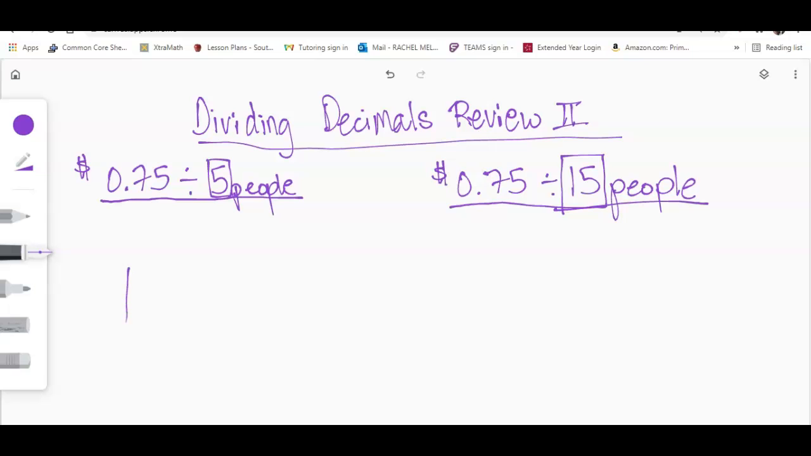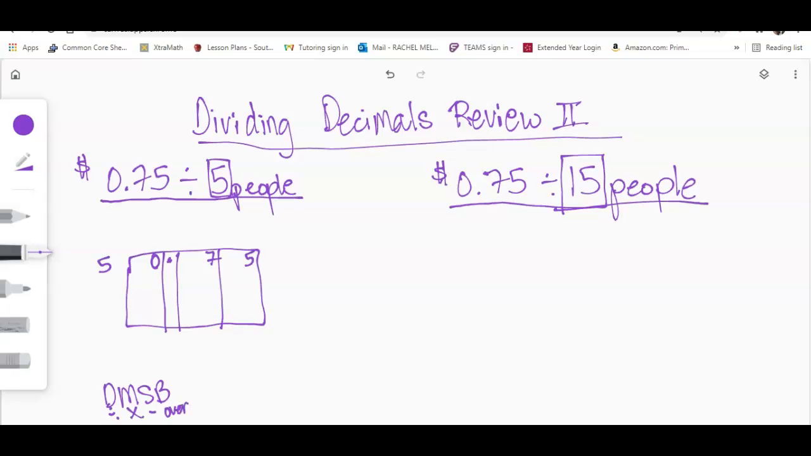So yesterday we would have something like this. We would do our box and we would have our 75 cents. So we would put $0, decimal, 75 cents, and we were dividing that between 5 people. So remember we did DMSB: divide, multiply, subtract, bring over. Obviously if I have no dollars, I can't share that between my 5 people. So that's 0. 0 times 5 is 0. 0 minus 0 is 0. And so I need to bring this over.